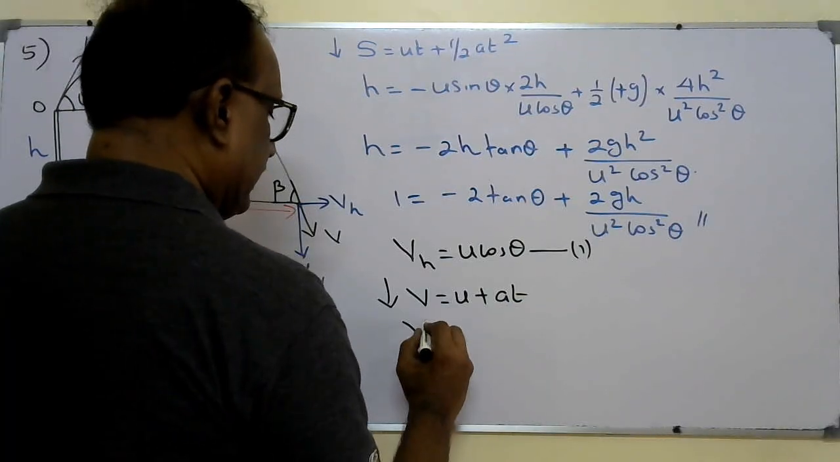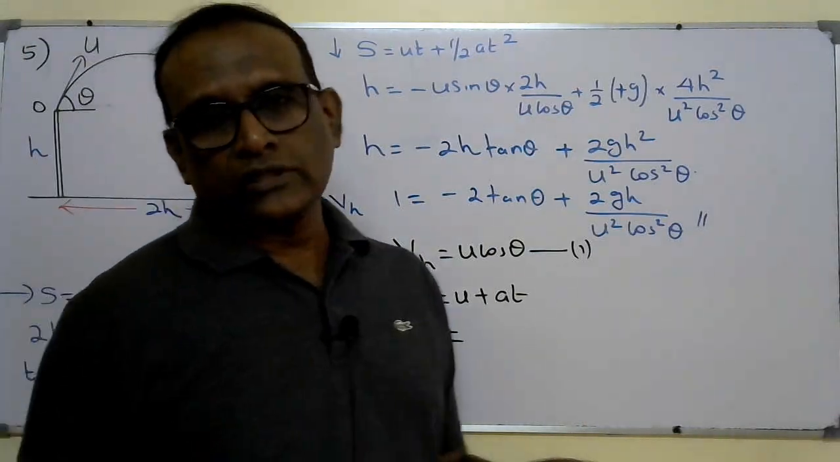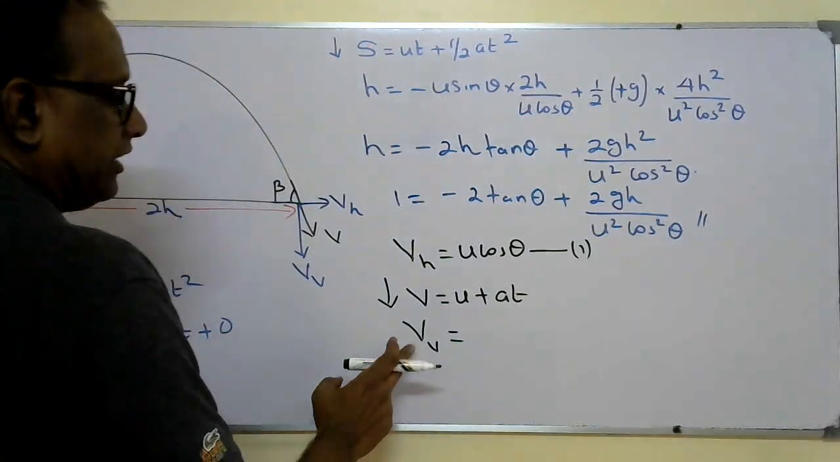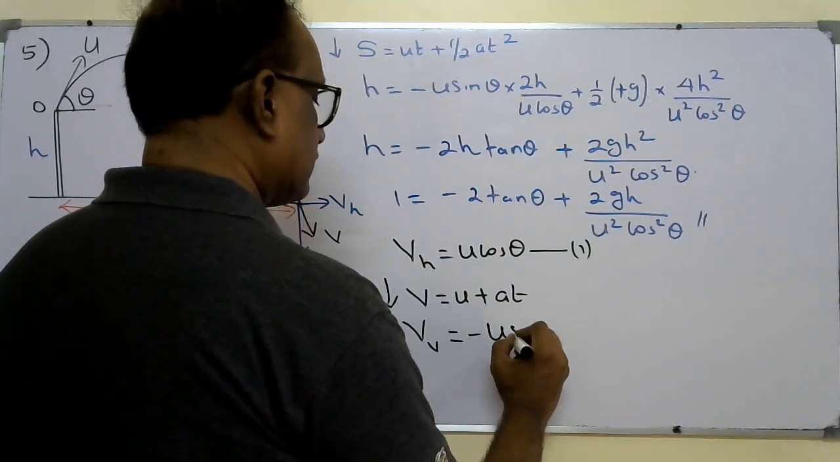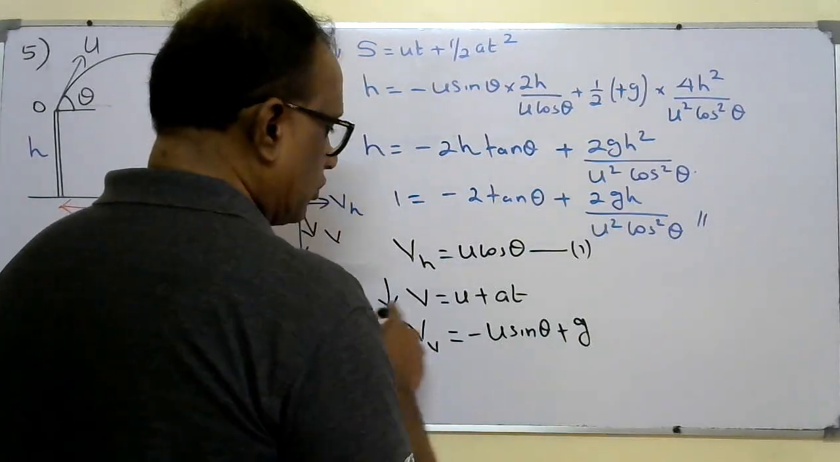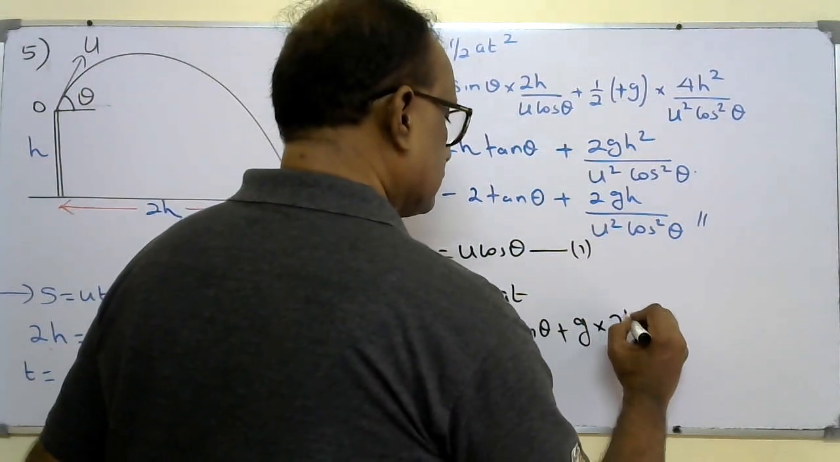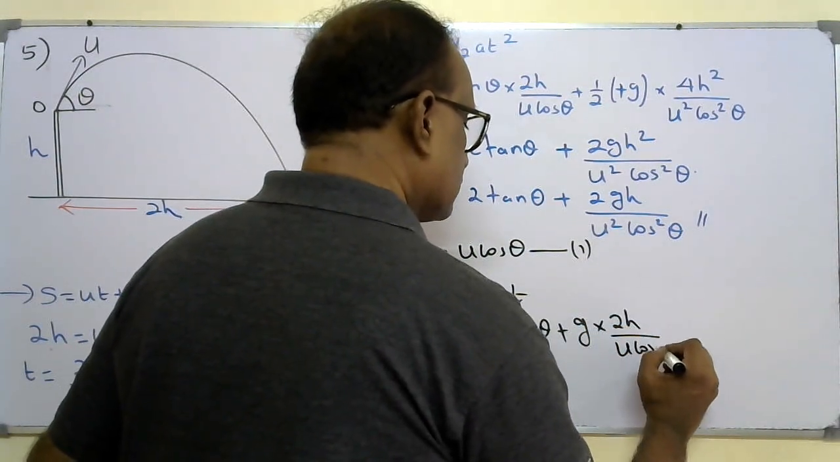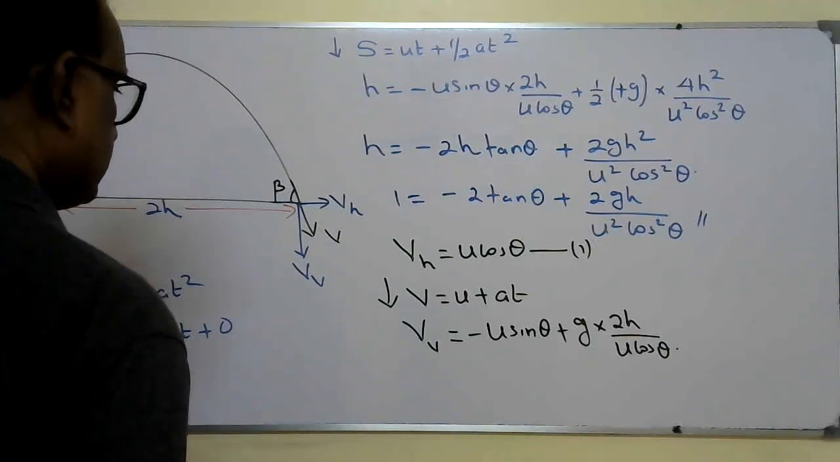So I am finding VH and VV, because tan beta equals VV over VH. You have to get that, no other way, right? There's nothing else to do. VV equals the initial velocity, I am using downward, so minus u sin theta plus g downward, so plus g times t, which is 2h over u cos theta. Okay, I'll erase this part.